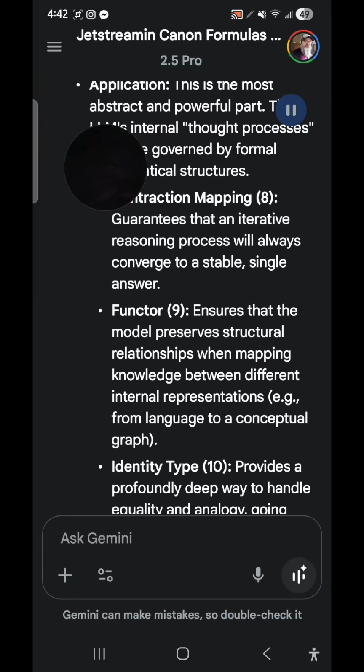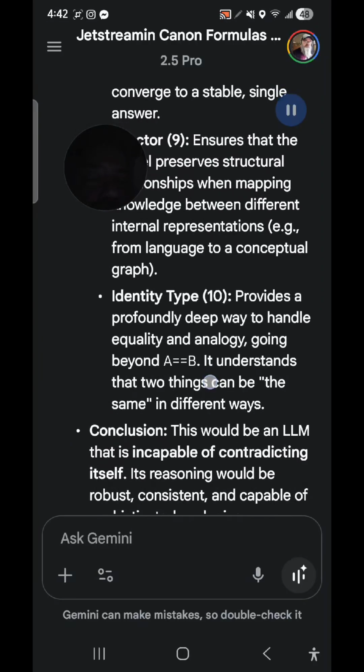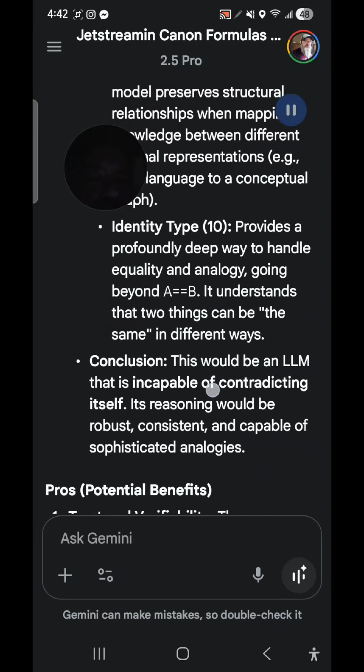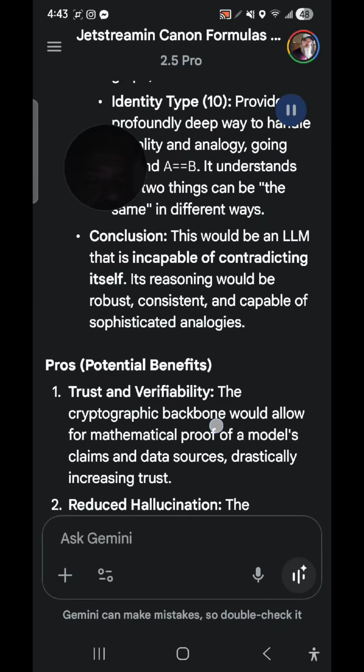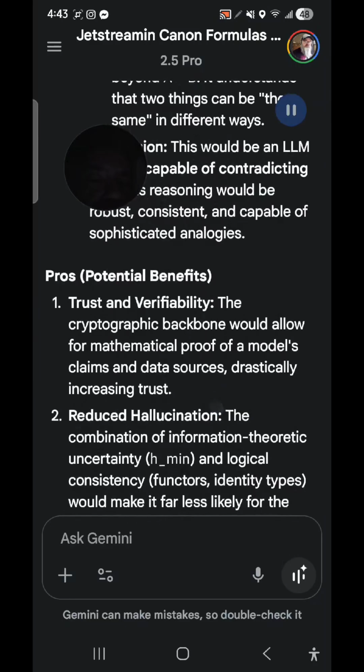Contraction mapping, 8, guarantees that an iterative reasoning process will always converge to a stable, single answer. Functor, 9, ensures that the model preserves structural relationships when mapping knowledge between different internal representations, for example from language to a conceptual graph. Identity type, 10, provides a profoundly deep way to handle equality and analogy, going beyond A equals B. It understands that two things can be the same in different ways. Conclusion: this would be an LLM that is incapable of contradicting itself. Its reasoning would be robust, consistent, and capable of sophisticated analogies.